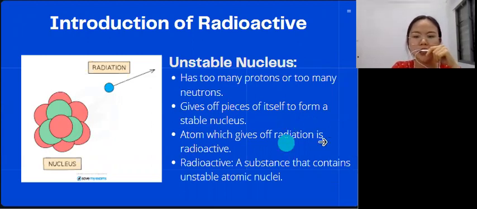If the atom gives off radiation, we call it radioactive, and it can either give off energy in the form of energy or in the form of particles. Hence, a substance that contains unstable atomic nuclei is considered to be radioactive.